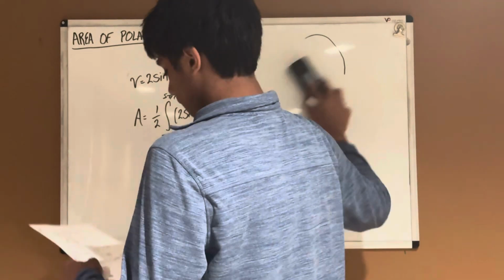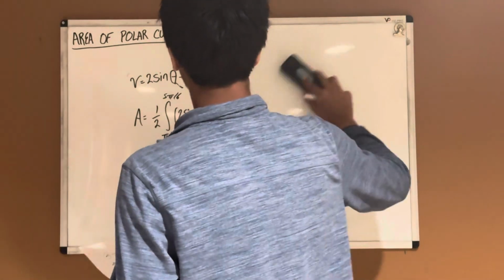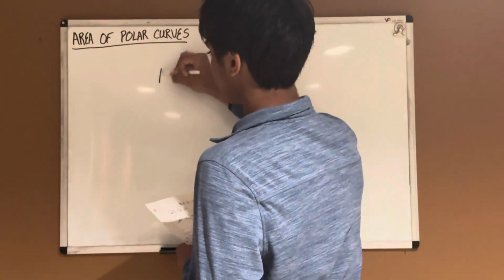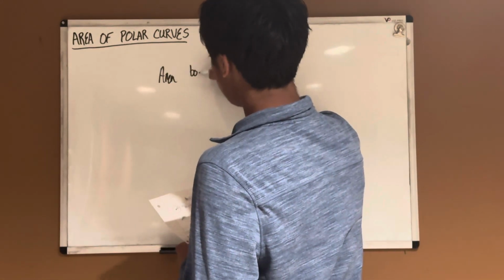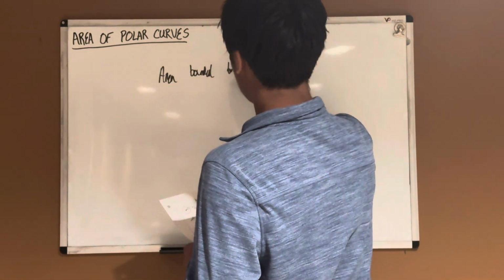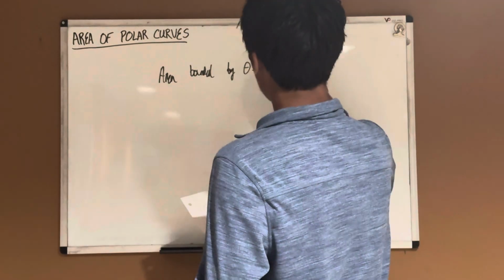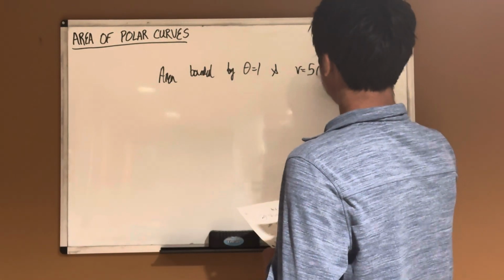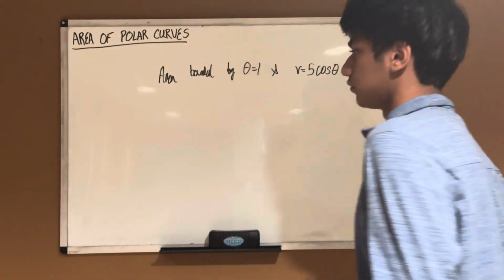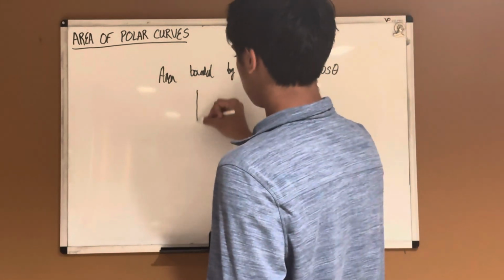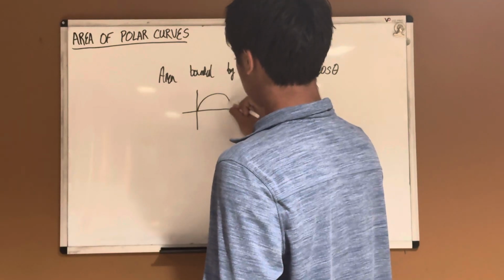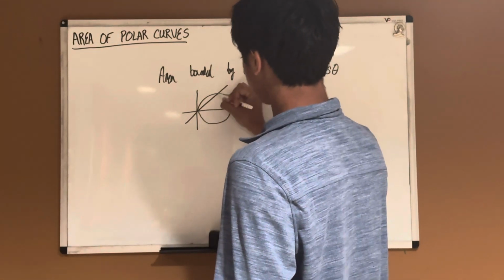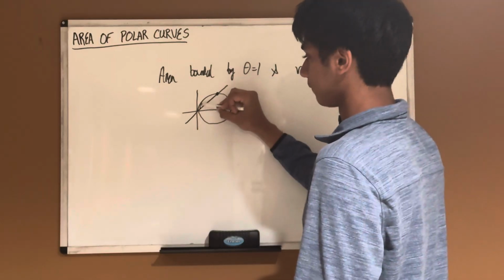Next, let's do an example with two polar functions. Let's say we want to find the area bounded by theta equals 1 and r equals 5 cosine theta. For this one, let's do a quick graph. So it would look something like this. And we want to find this region here.